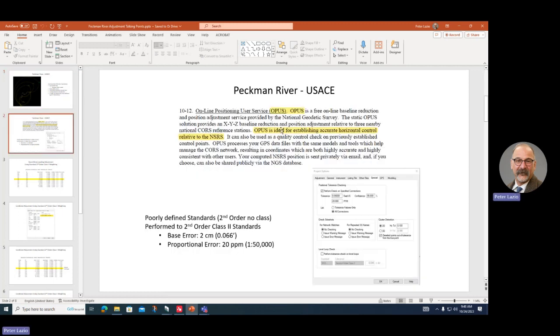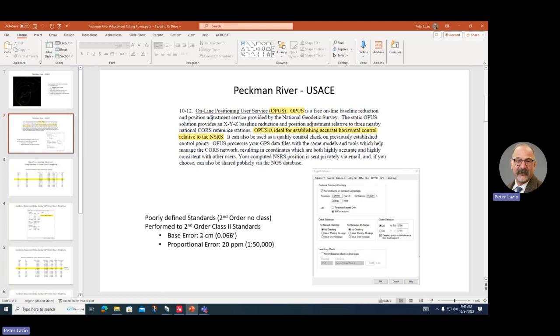The specs on this were really loose. Corps of Engineers really couldn't tell us, and neither could the project manager from who we were working for as a sub. So I had to go through the COE engineering manuals and justify what I was doing. They said OPUS is ideal for establishing accurate horizontal control relative to the NSR, so I used OPUS. They said second order. They didn't say what kind of class, so I just assumed second order class 2.